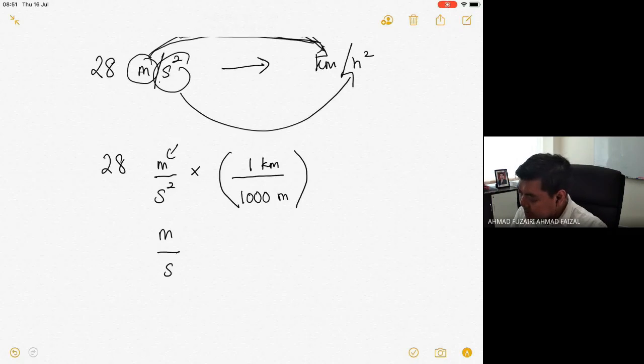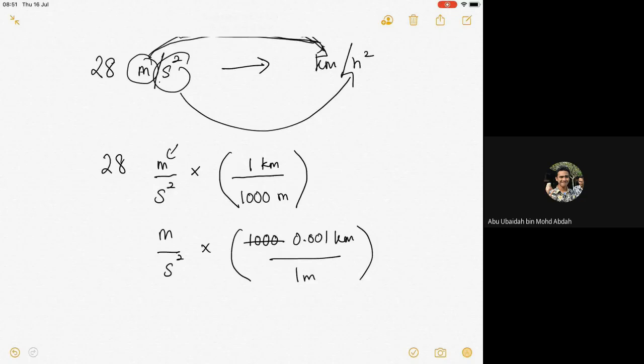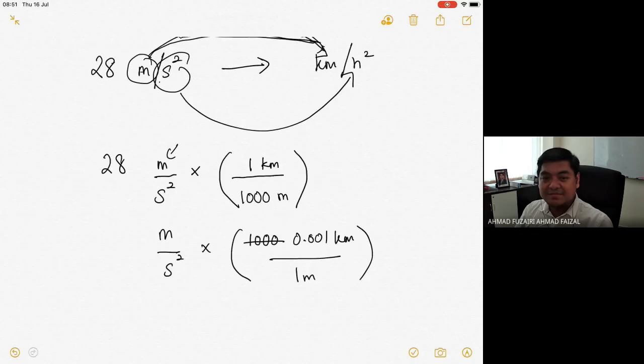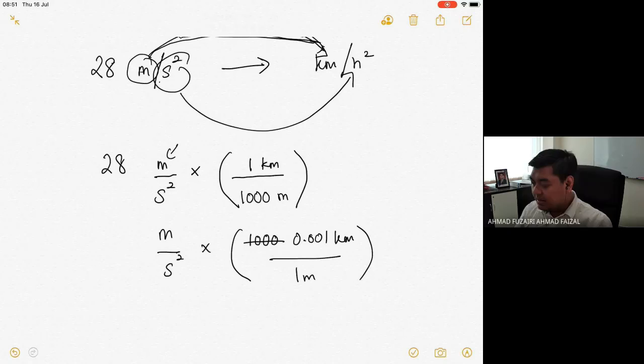Contoh kali dengan, sebab kilometer dengan meter tu akan maintain. Dia akan tukar, sorry, 0.001 kilometer over 1 meter. Pun boleh juga. Sama juga. So yang penting kita nak potong meter dengan meter.